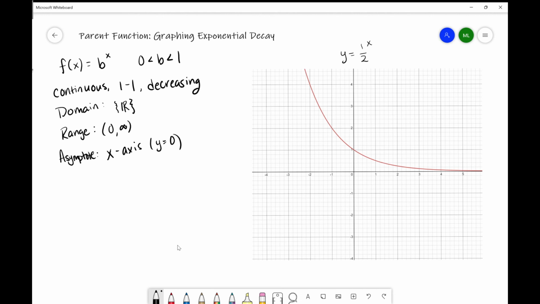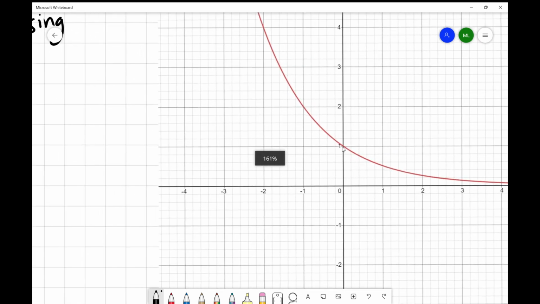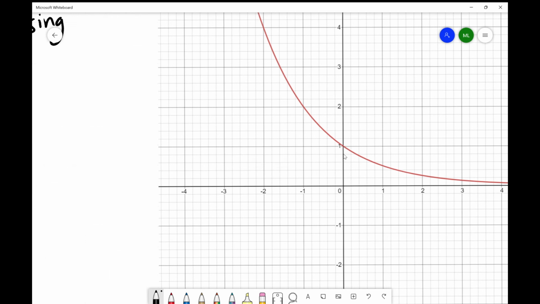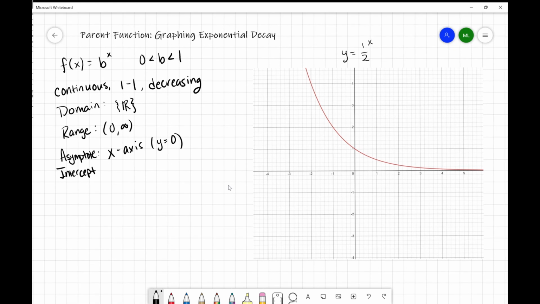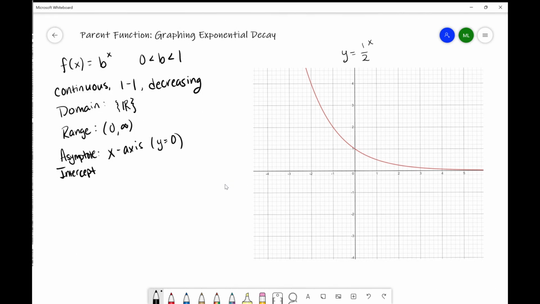And the intercept, so we also have a y-intercept here. For the y-intercept, if I zoom in, we've got that this is also 0, 1. Okay, let me zoom back out. So our intercept is also the same as it was for the exponential growth function, 0, 1. So this is the exponential decay function y equals 1/2 to the power of x.